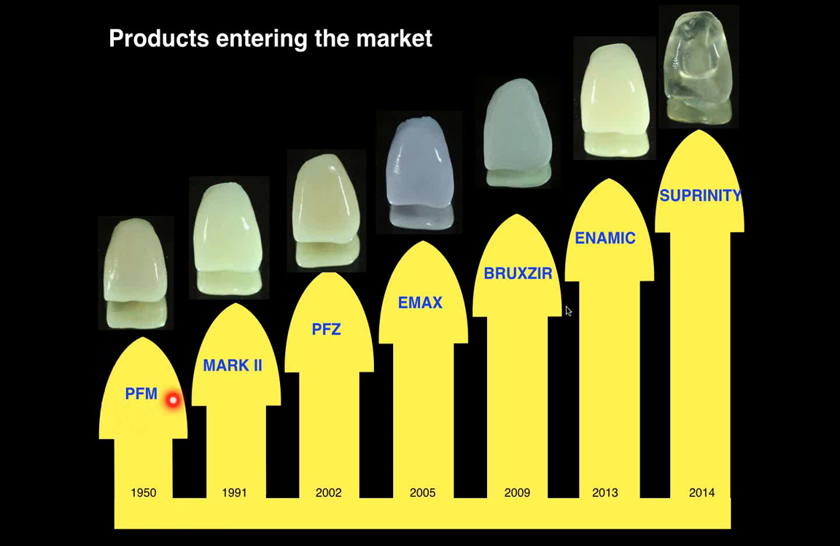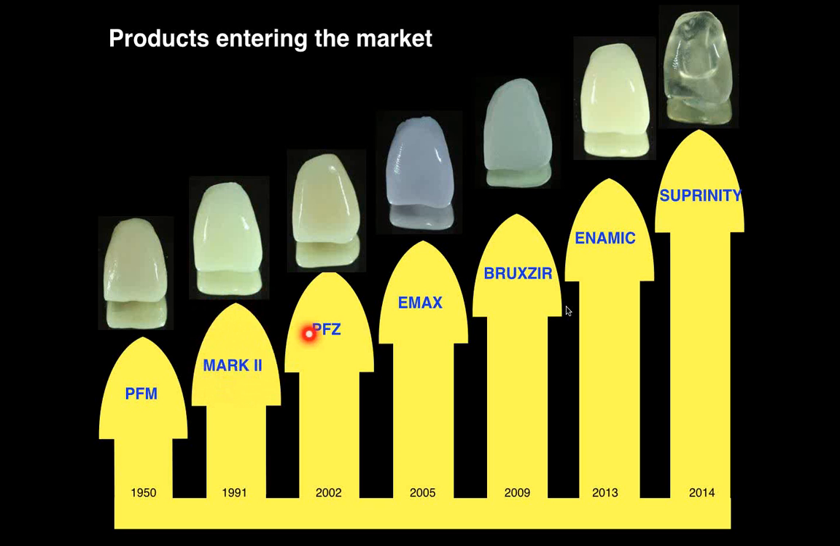1950, we started with porcelain fused to metal, and it's still being done nowadays, but we can really see there's a big decline. 1991, Mark II came on the market. Before Mark II, we had just a feldspathic porcelain, which we were using. I started in 1990 using the CEREC system, so basically I had some of the old material. But in 91, Mark II hit the market, and it's still going strong in some markets.